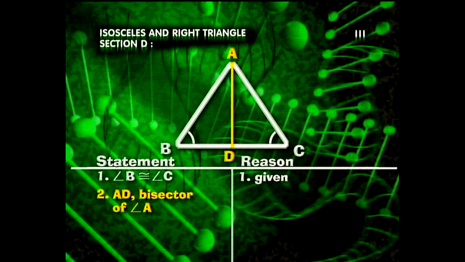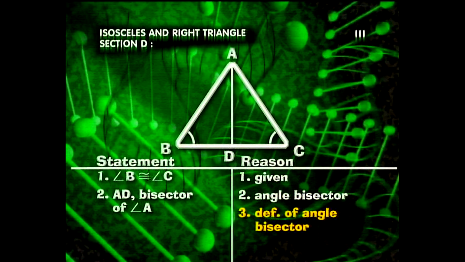Next, we draw AD, the bisector of angle A, because every angle has exactly one bisector. I'm telling you, this is the key. Now, we've got two triangles to work with, and we're in business. By the definition of an angle bisector, we know that angles BAD and CAD are congruent.